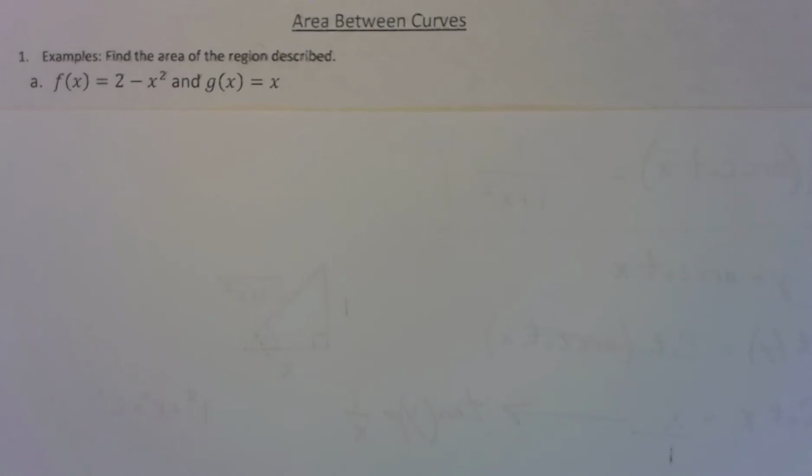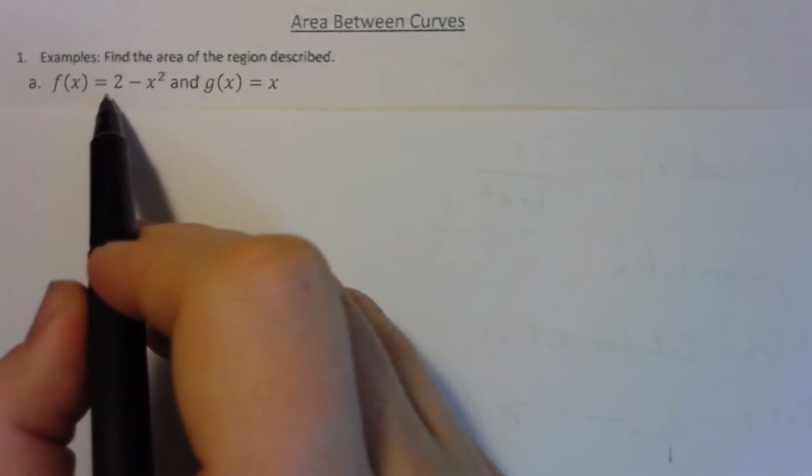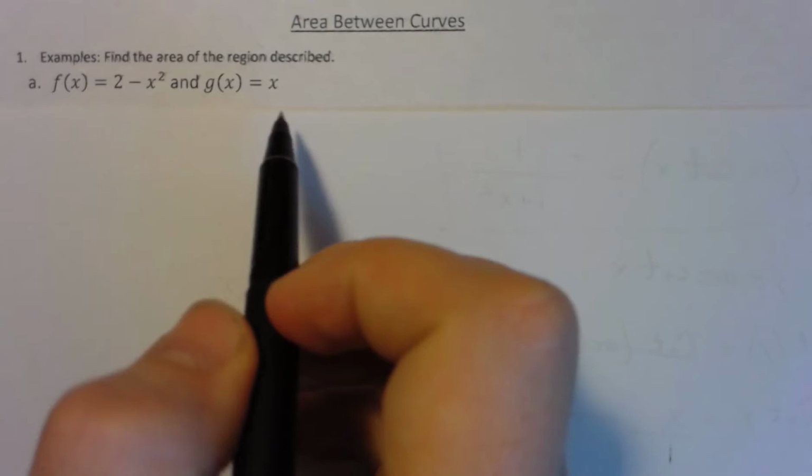In this video, we'll be looking at the area between two curves. Another way that you can be asked this question is to find the area of the region described, or the region enclosed. So for this particular example, we're looking at f of x equals 2 minus x squared and g of x equals x.